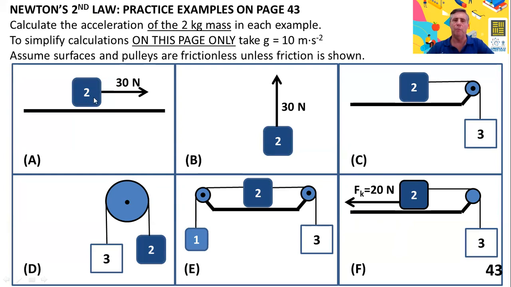So let's look at A. You've got a 2 kilogram mass being pulled by a 30 Newton force on a frictionless surface. So very simple: acceleration equals force over mass. 30 newtons over 2 kilograms equals 15 meters per second squared. You can just give the magnitude, don't worry about the direction. So I'd like you to pause the video here for 10 minutes, and you can just work in these boxes and try to calculate the acceleration of the 2 kilogram mass in every one of these other examples.